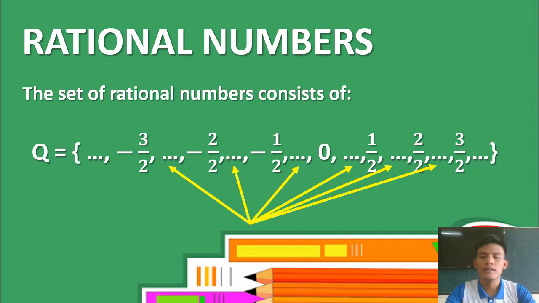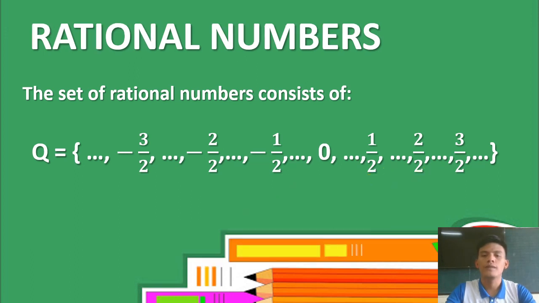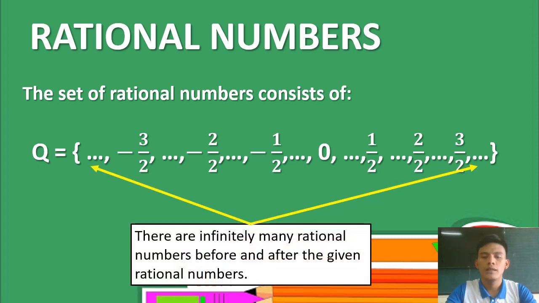As you can see, between two rational numbers, there exist other rational numbers. And for the first and the last part, there are infinitely many rational numbers before and after the given rational numbers. There are many rational numbers you can find from the first and the last part. It's an infinite set of rational numbers.